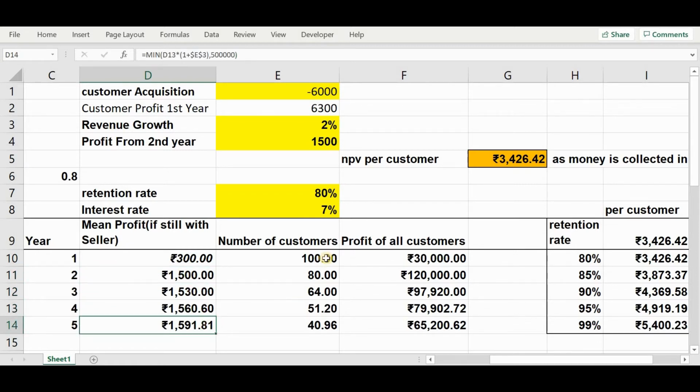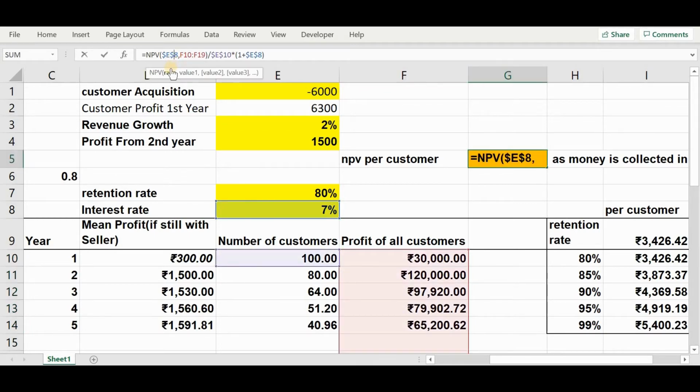But my number of customers keep falling by 20% because the retention rate as we considered is 80%. So 100, 80, 64, 51, etc. So 80 into 15 will give us 1,20,000, 1530 into 64, etc. I hope you got the flow of it. Basis this, we calculate the net present value. What is the net present value that we have per customer? So this is F10.